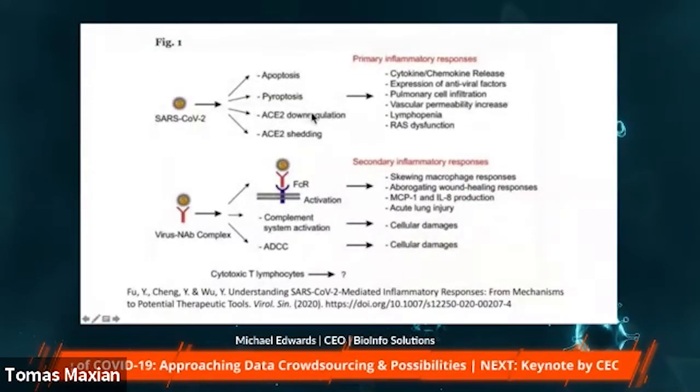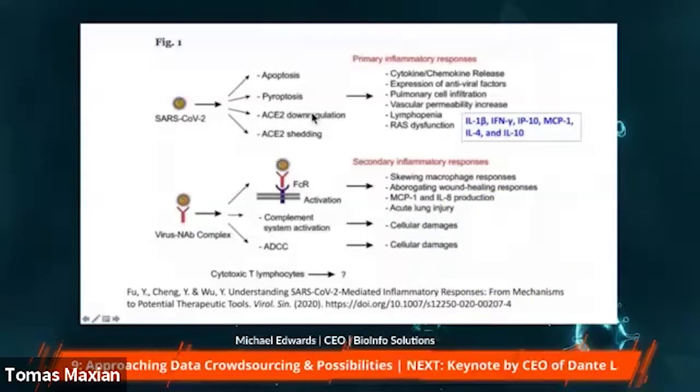SARS-CoV-2 infection also causes increased secretion of the inflammatory molecules interleukin-1b, interferon gamma, IP10, MCP1, interleukin-4, and interleukin-10.